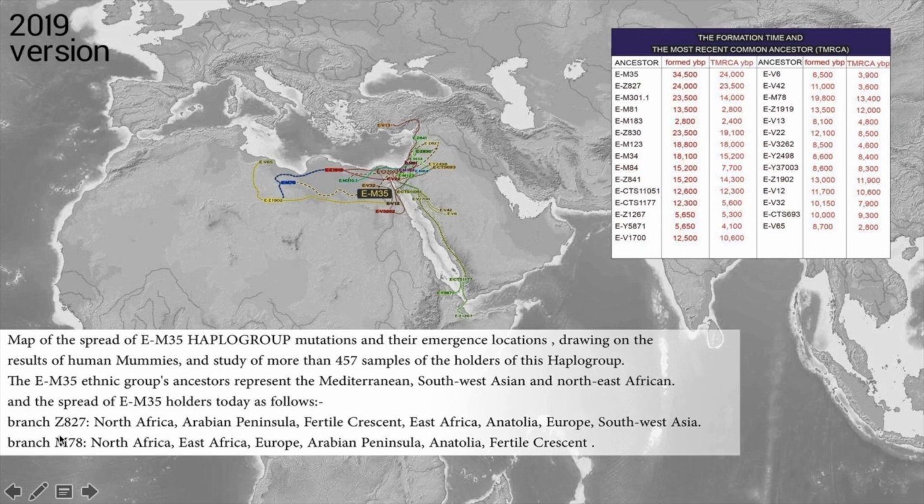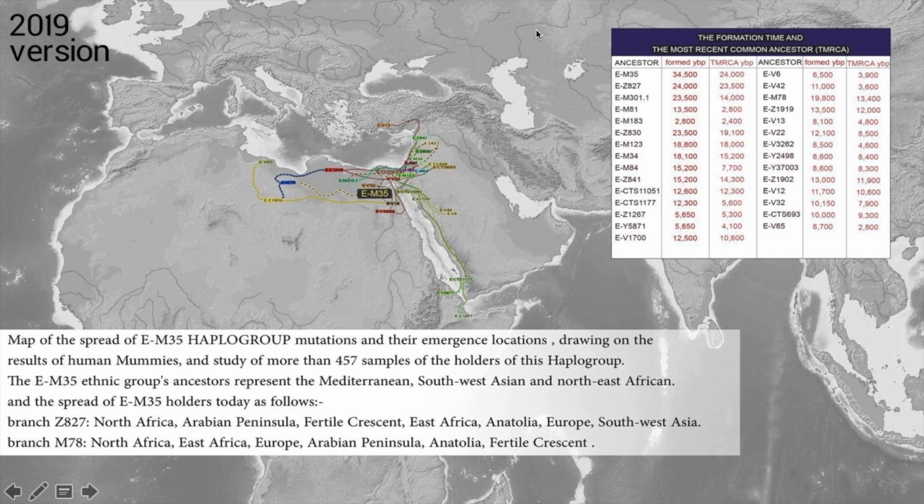Another branch of M78 was spread into North Africa, East Africa, Europe, the Arabian Peninsula, Anatolia, and the Fertile Crescent. And so as we can see here, the spread of the E branches went into Europe, as they said, went into North Africa, and even went into Arabia, and some even went further south into the Horn of Africa, going out of Arabia and into Mesopotamia, as we can see here.